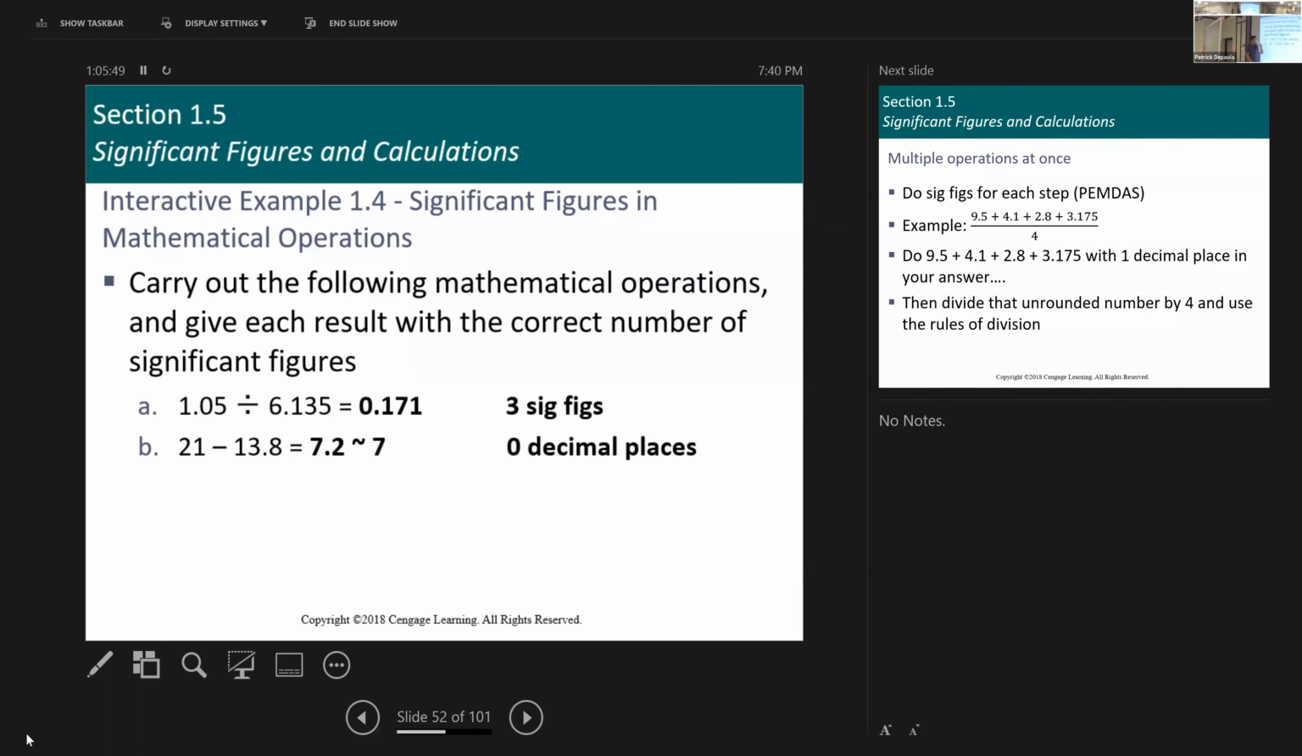So the first one is 0.171. The least sensitive number is the 1.05, which has 3 sig figs, and the most sensitive number is 4, so you go by the least, 0.171. For the second one, your answer would be 7.2. But our least sensitive number only has the ones place as its most specific or most sensitive digit. So you have to go to the ones place, rounding from 7.2 down to 7, or no decimal places. Make sense?